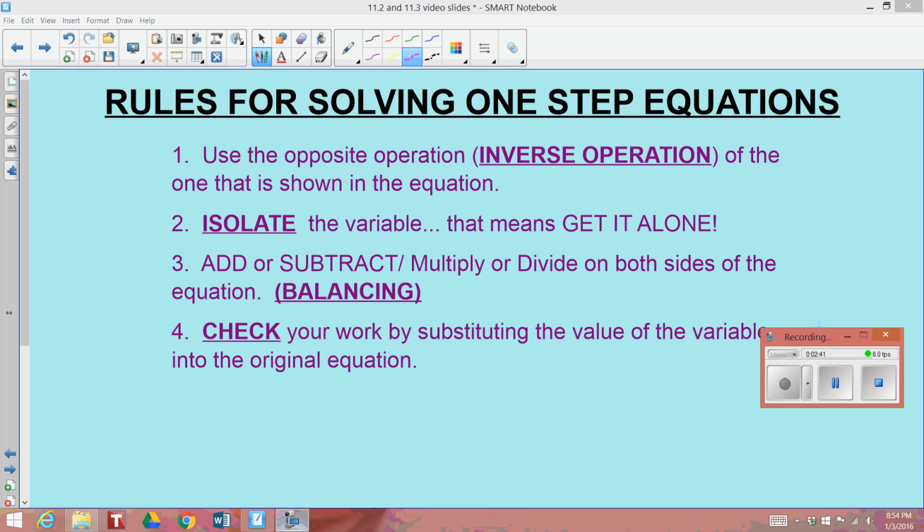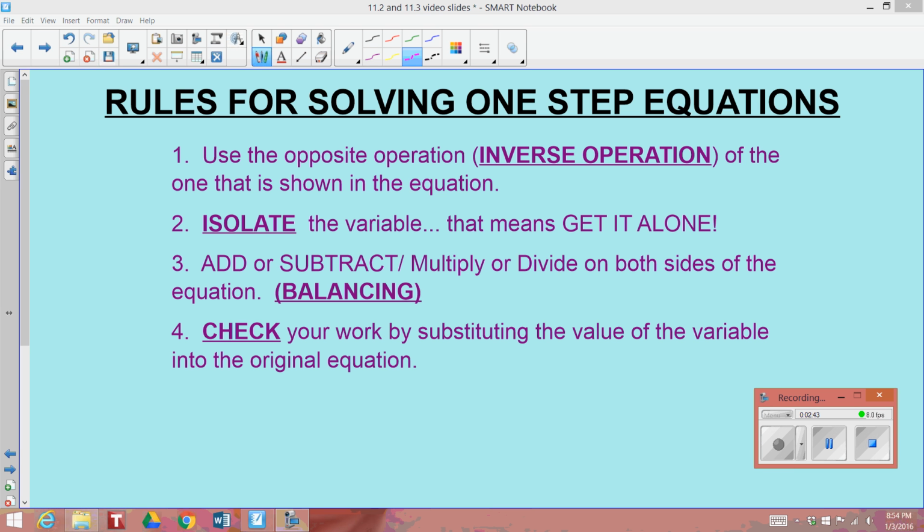So this slide you can come back to it, you can copy it, you can print it out, but these are the rules for solving one-step equations. So you can refer back to these throughout the video and throughout lessons in class. And these are actually probably in your notes anyway, because this was a slide from your classwork. So let's look at the first rule. You use the opposite operation, or we better call it inverse operation, of the one that is shown in the equation. So if the equation has subtraction, you use addition.